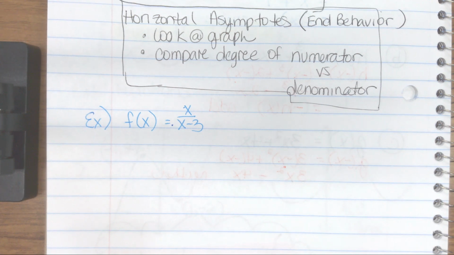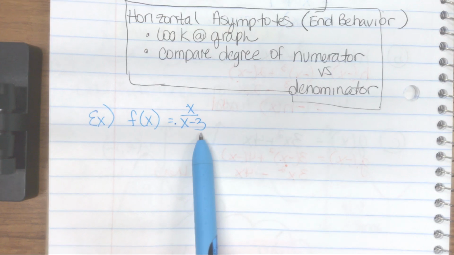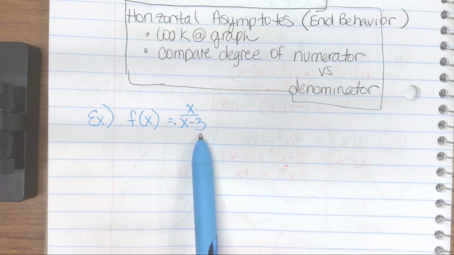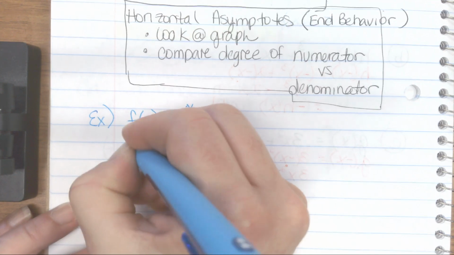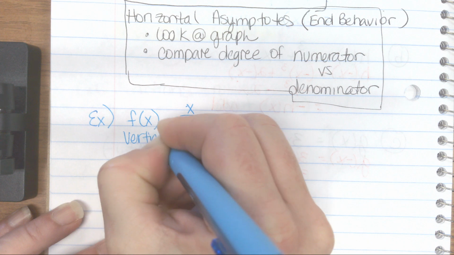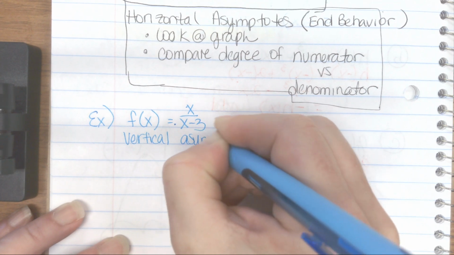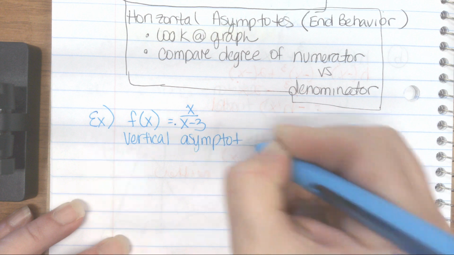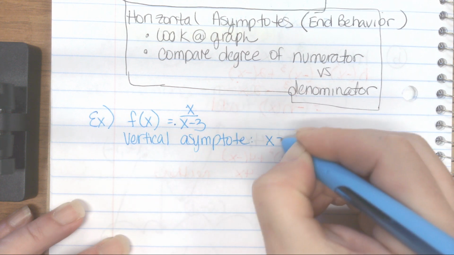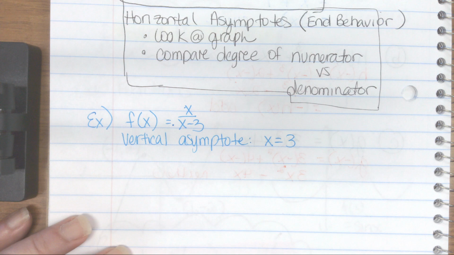But we're going to look at the graph today. Verticals, I don't need any fancy formula for. Look at the denominator. What do you notice in the denominator? There's x minus 3. What x value would make the denominator 0? 3. So I'm going to write there should be a vertical asymptote, and that is at x equals 3. All right.